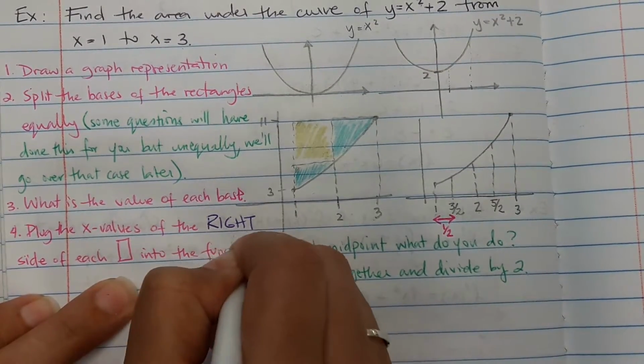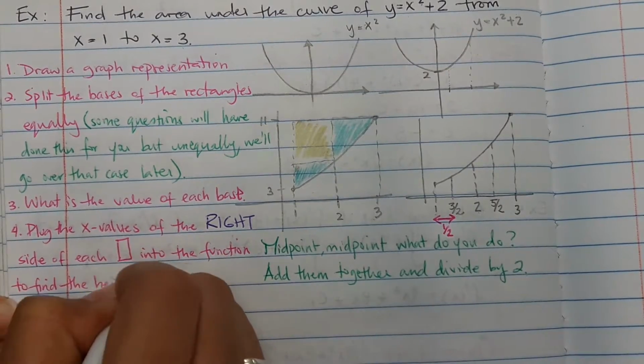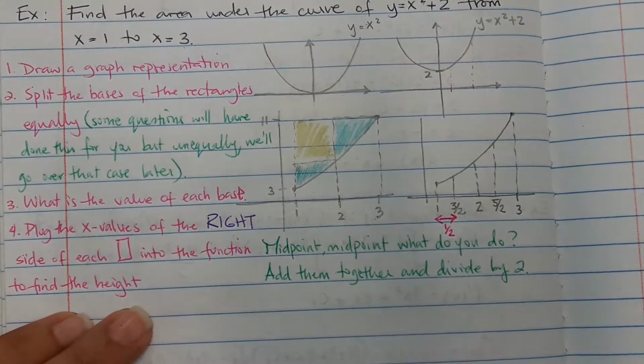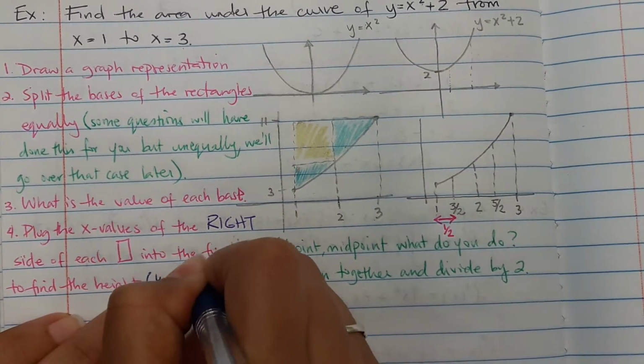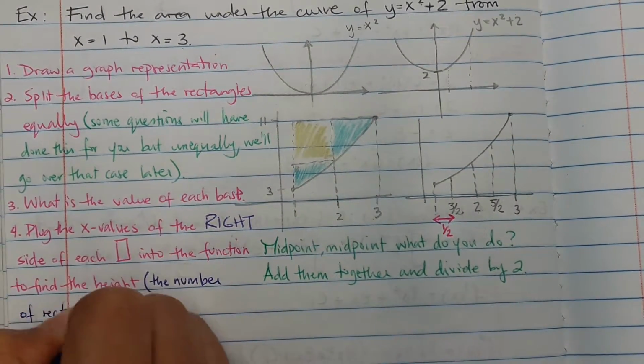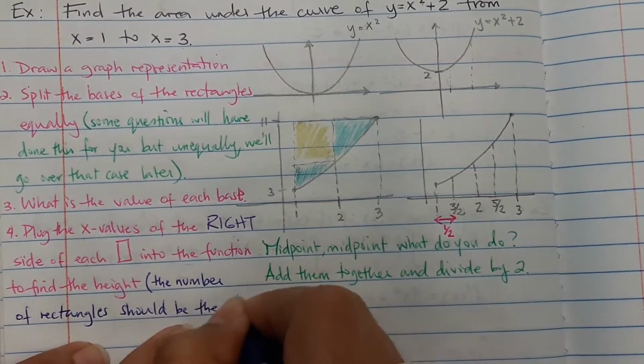And I'm abbreviating rectangle with the shape of a rectangle because I don't feel like writing it all out. This is a listening check. Circle the number 4. Step 4, circle 4. The number of rectangles should be the number of heights. It's just to kind of make sure that you don't do too many.